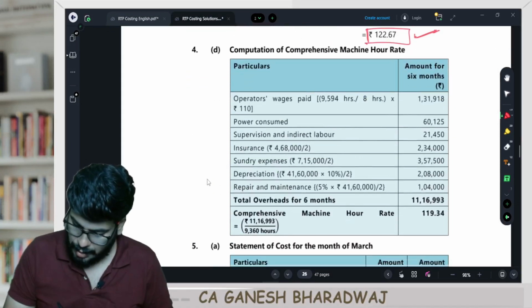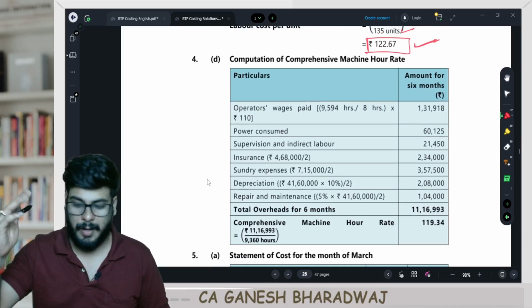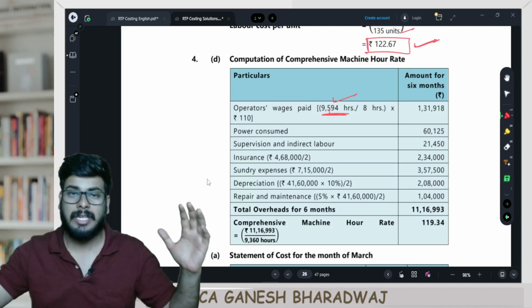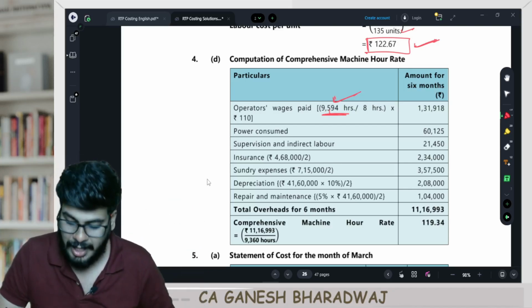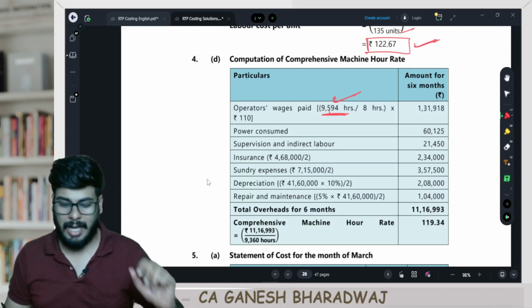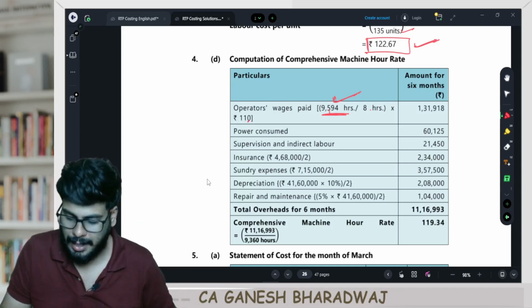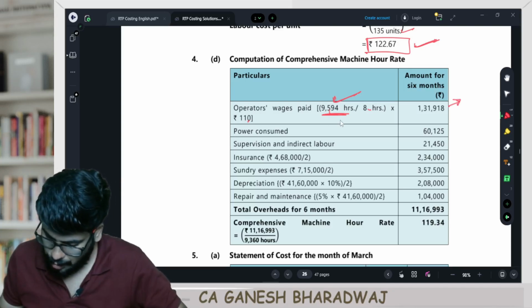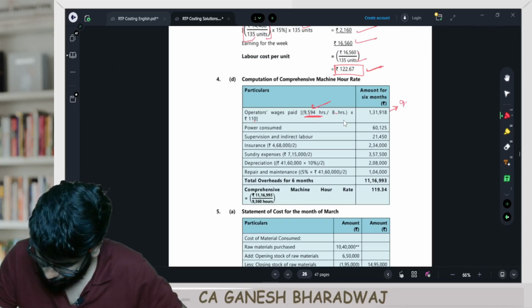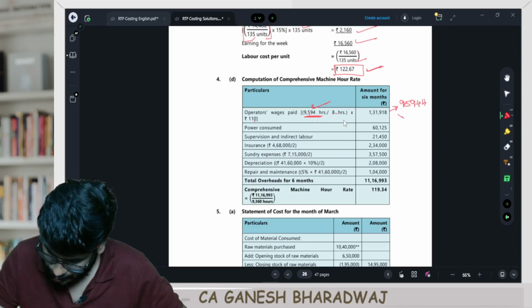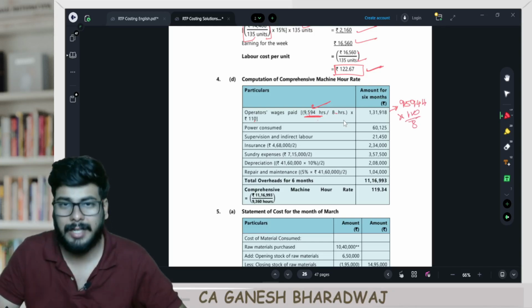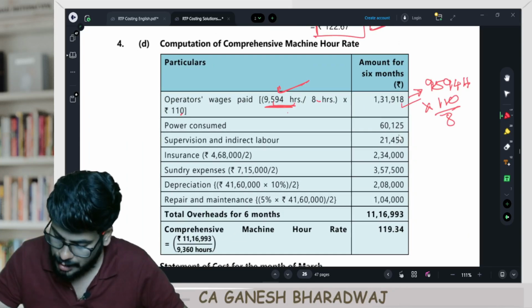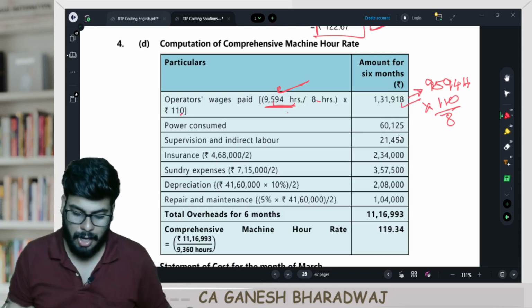So now guys, first, what is going to be the operator's wages? They have given that they work for a total of how many hours? 9594 hours for a period of 6 months put together. They work for 9594 hours, right? So what is the hourly rate? 110 divided by 8. Are you clear with this? So the calculation here is 9594 hours into 110 divided by 8. They have done the division here, but anyways, it's going to be the same, right? So if you do this, how much do you get? You get 131,918. Fine, that's going to be the operator's wages.